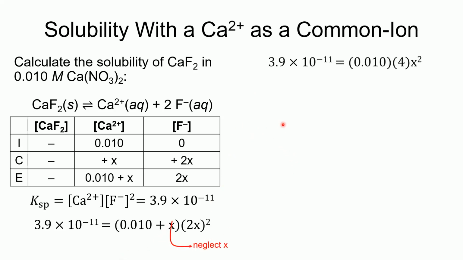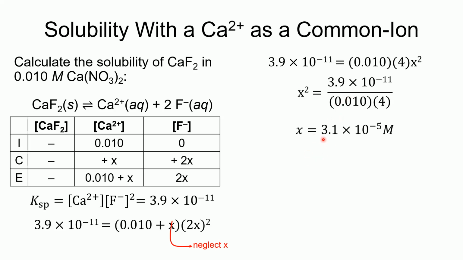After we neglect that x, we'll get 3.9 times 10 to the negative 11 is equal to 0.010 times 4x squared. Well, we're going to solve this for x squared, like that. So we'll divide both sides by 0.01 times 4. And then we're going to take the square root. That one's pretty easy because most calculators just have a square root button. And we'll get 3.1 times 10 to the negative 5.